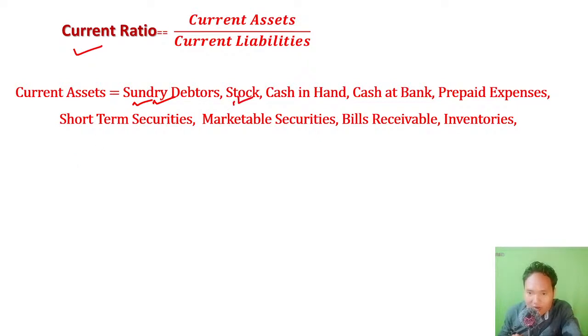Now stocks means finished products which are yet to be sold in the market. Those finished products will be sold within the financial year or within 1 year. Now cash in hand, we know that to run the day-to-day business we need cash, and we have cash at bank. When any firm or business organization needs cash, they can withdraw money from the bank. So sundry debtors, stock, cash in hand, and cash at bank are considered current assets.